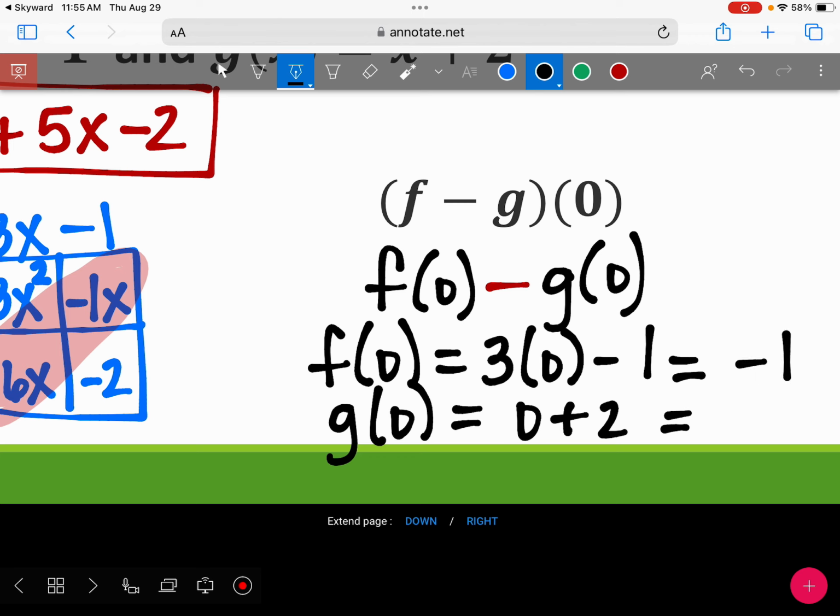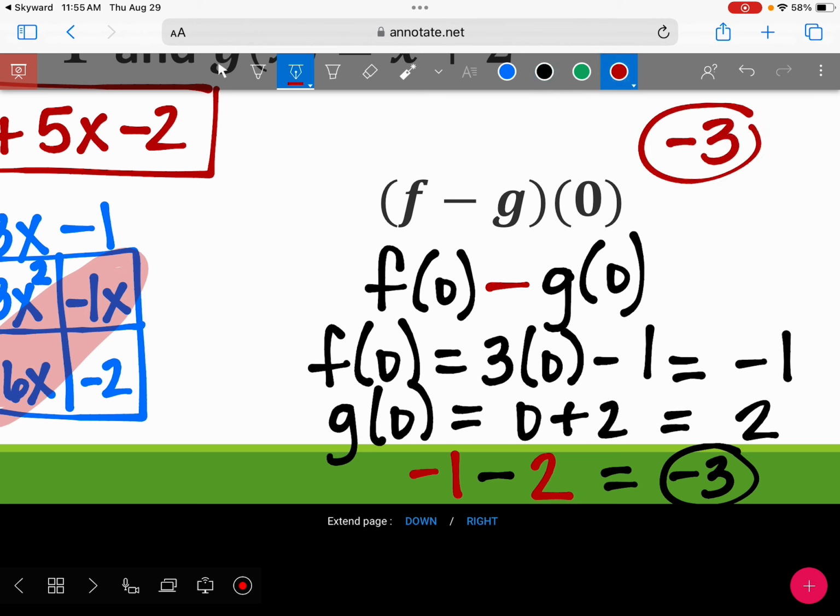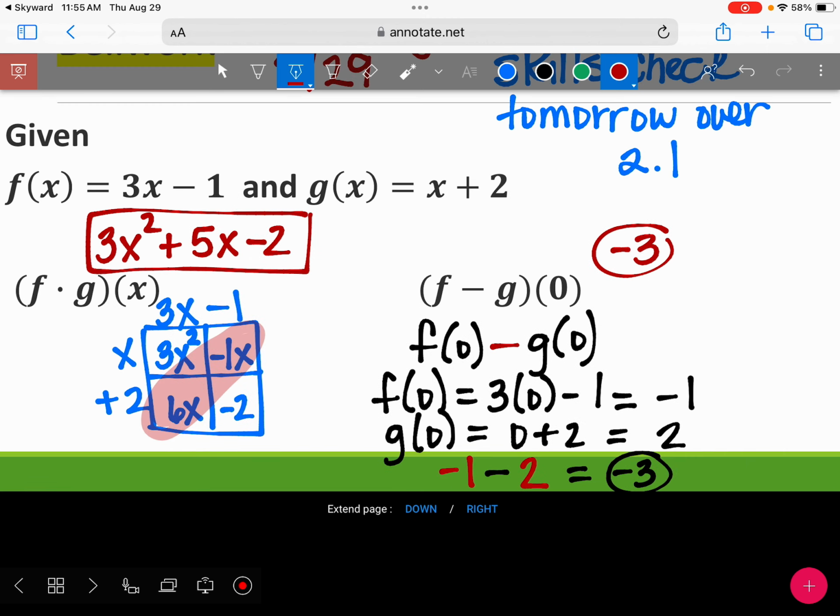So 3 times 0 minus 1 is negative 1. 0 plus 2 is 2. And now we need to subtract these numbers. So my final answer would be, because it says f minus g, negative 1 minus 2. So what would be your answer? Who got negative 3? Now, if you decided to figure out the f minus g function, and then put the 0 in that, you will still get negative 3.